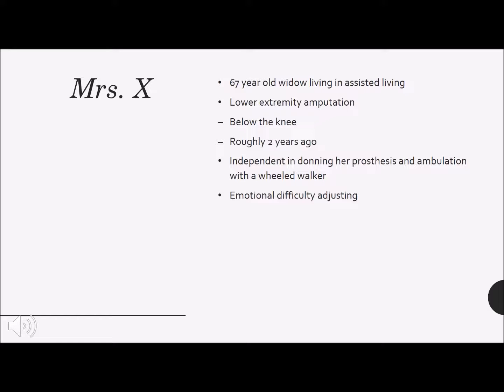She's very independent in donning her prosthetic, and her ambulation skills are also independent with her adaptive equipment, which in this particular case is her wheeled walker. Now, Mrs. X's biggest limitation has been her emotional adjustment to her amputation. She's had much difficulty emotionally and cognitively dealing with her amputation. She frequently cries, and she gets very angry at other residents and the staff. And occasionally she even resorts to isolating herself in her room.